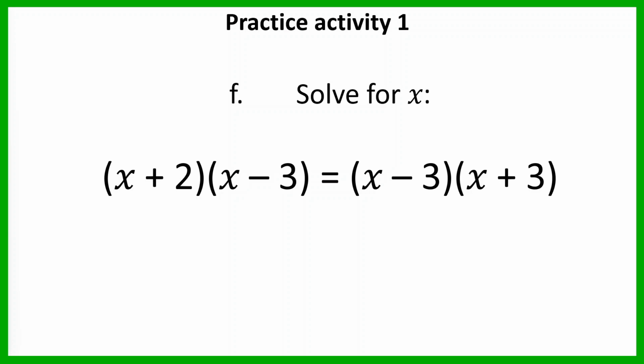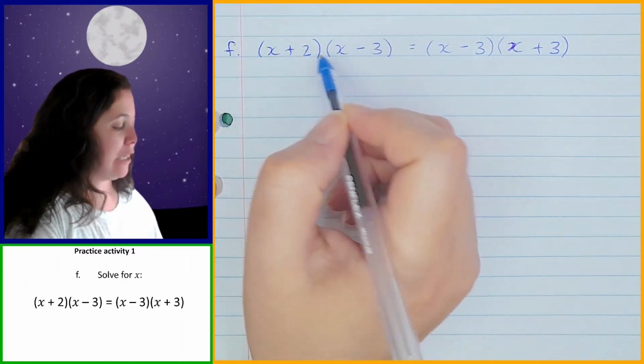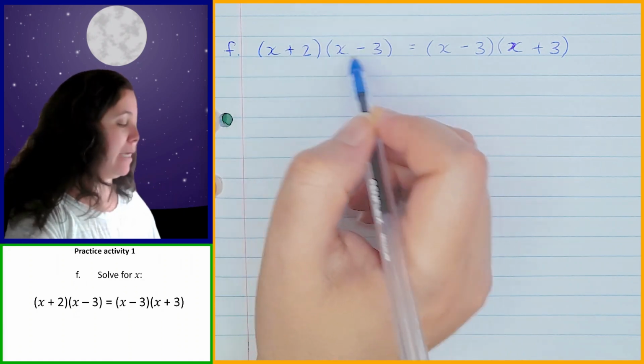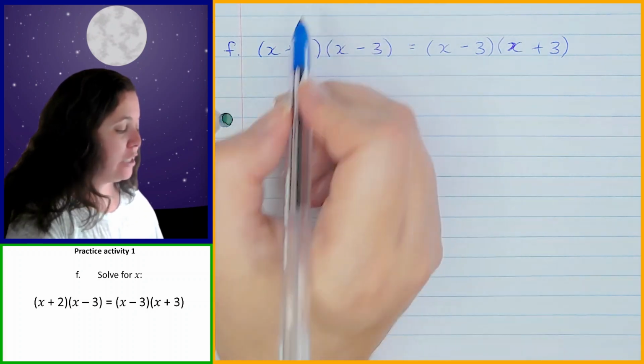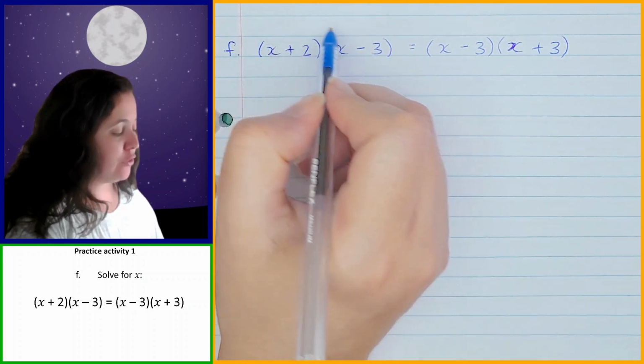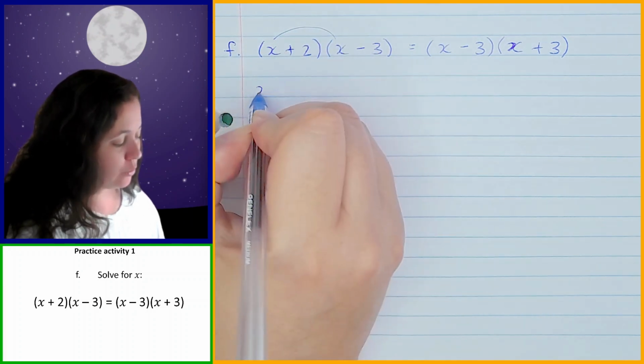Okay, so let's go through that question. First of all, I'm going to go and multiply out. Now here I've got a binomial multiplied by a binomial. So you need to remember the method we need to use when multiplying two binomials together. So I'm going to multiply the first term in the first set of brackets by the first term in the second set. So I've got x times x, that's x squared.